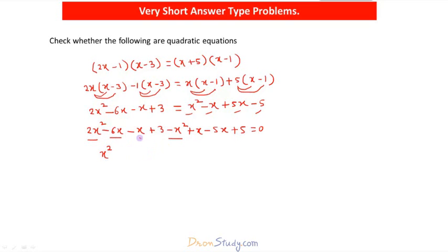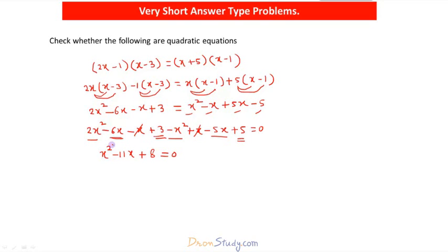Now minus 6x, this minus x and this plus x will get cancelled. Minus 6x and minus 5x are like terms. So minus 6 and minus 5 will be minus 11x. And this 3 and 5 are the like terms. So 5 plus 3, that is 8, which is equal to 0.